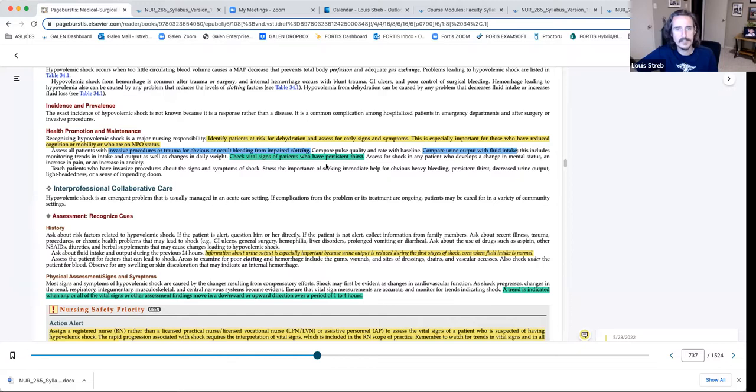What else? Compare urine output and fluid intake. Are your ins and outs matching up? If they don't, that's a good indication that your urine output is not happening. If they're excessively thirsty and they keep drinking and drinking and drinking, and their urine output is not increasing, that might be problematic. That's why we do this assessment that everybody hates to do, because it's really not stupid. That also sounds like diabetes insipidus.